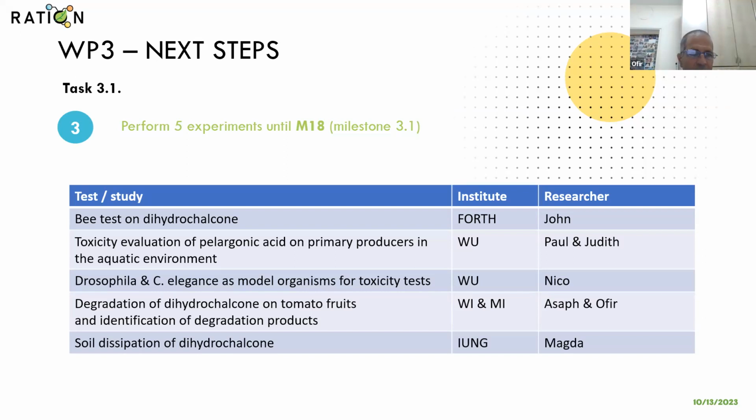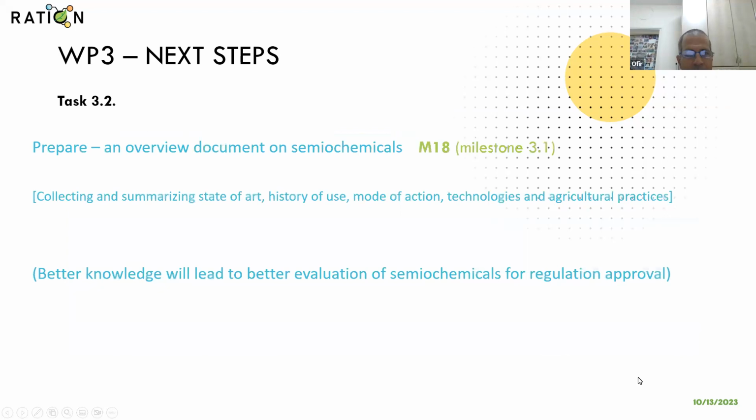The third experiment is Drosophila and C. elegans as model organisms for toxicity tests. The fourth is degradation of the hydrochalcone on tomato fruits and the identification of degradation products. And the last one is soil dissipation of the hydrochalcone. Now you can see on the right side the names of the institutes and the researchers that will perform these experiments. Next slide, please.